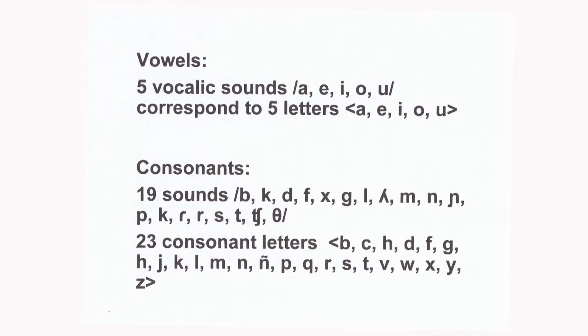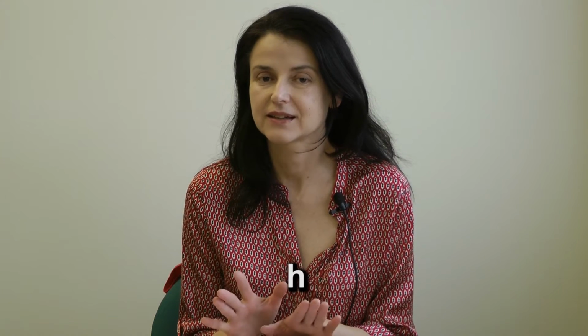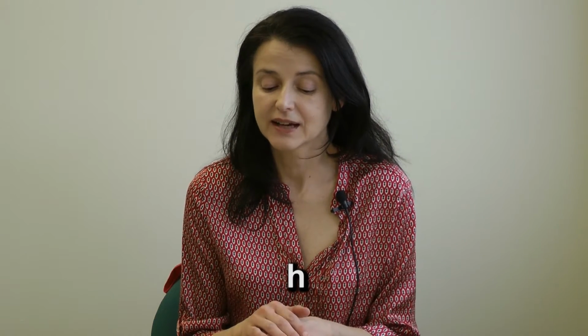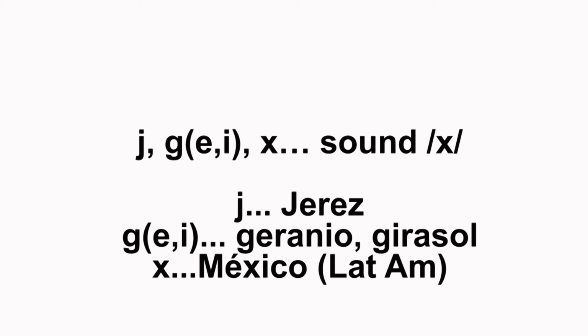In the case of the consonants, we have 19 sounds, and these correspond to 23 consonants, 23 letters. There's a letter that doesn't correspond to any sound. That's the letter H. It's silent, there's no sound. And there are other letters that correspond to one single sound, as you see in these examples.